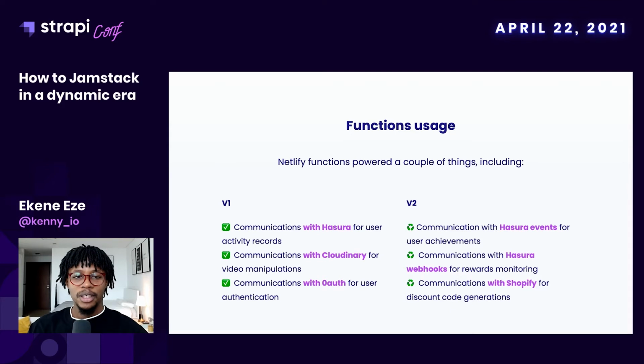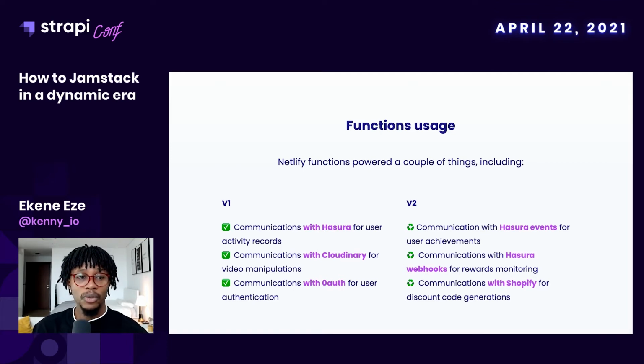So we talked about functions a little bit. So let's take a closer look at how we use Netlify functions on this platform. In the first and existing version of this platform, we used Netlify functions to communicate with Hasura for the activity records that we talked about. Secondly, we used it to communicate with Cloudinary for the video manipulations. And lastly, we used it to communicate with our OAuth APIs for user authentication. But that is not all. We are currently working on the second version of this platform, and we are doing a lot of things with Netlify functions as well.